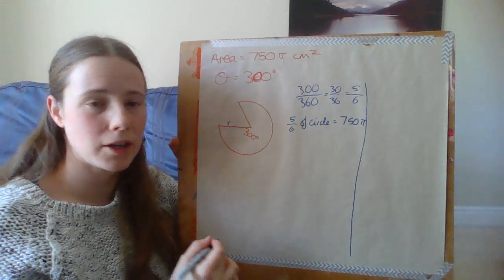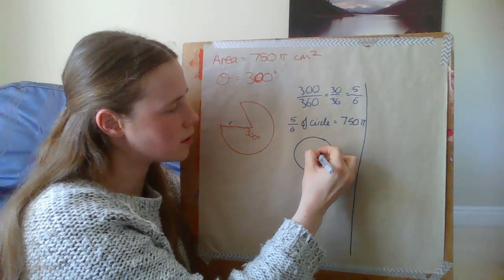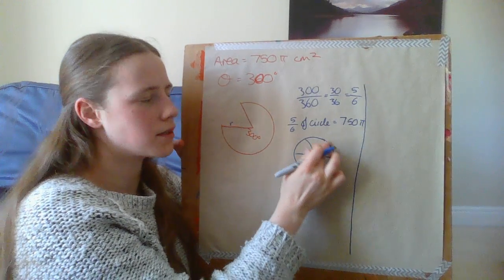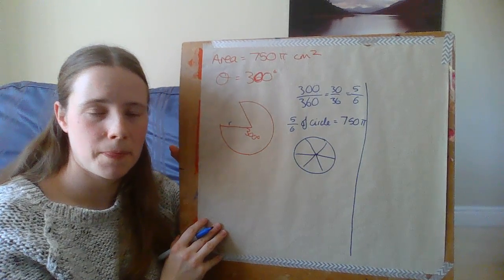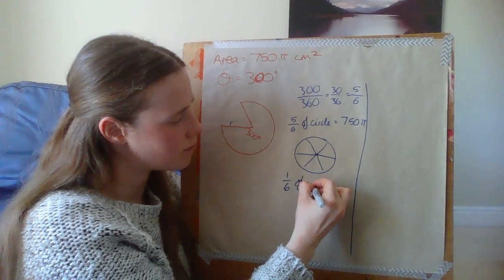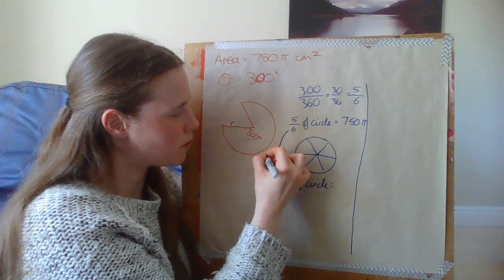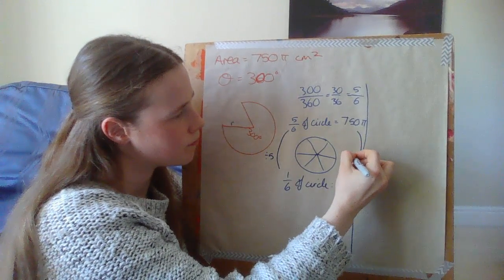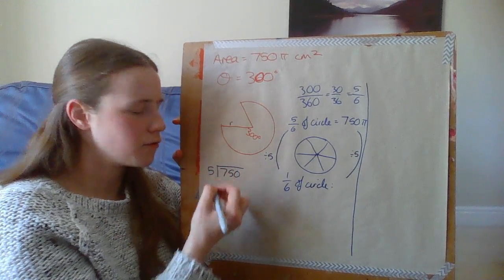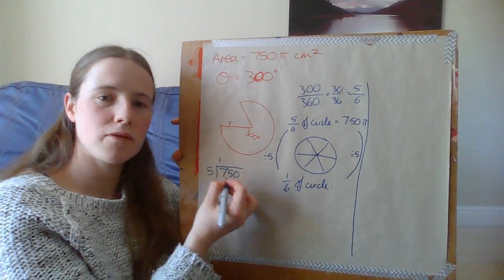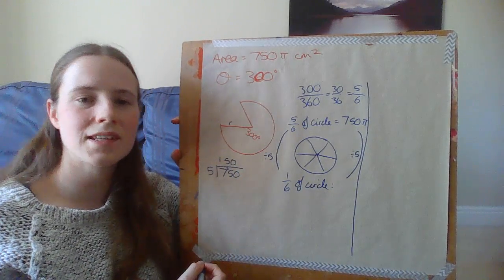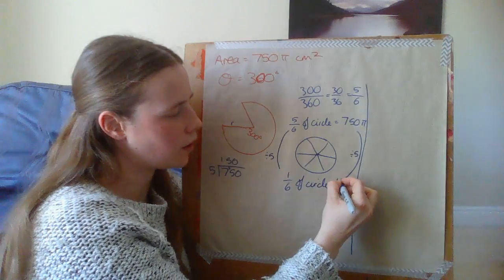Now, if you want to, you can draw a little picture of this. Okay, if I split a circle up into 6 pieces, 5 of those pieces altogether make 750. So I can work out what 1/6 of the circle is by dividing by 5. Okay, so if I do 750 divided by 5, 5s into 7 go once, remainder 2, 5s into 25 go 5, 5s into nothing go nothing. Okay, so 1/6 of the circle has an area of 150 pi.